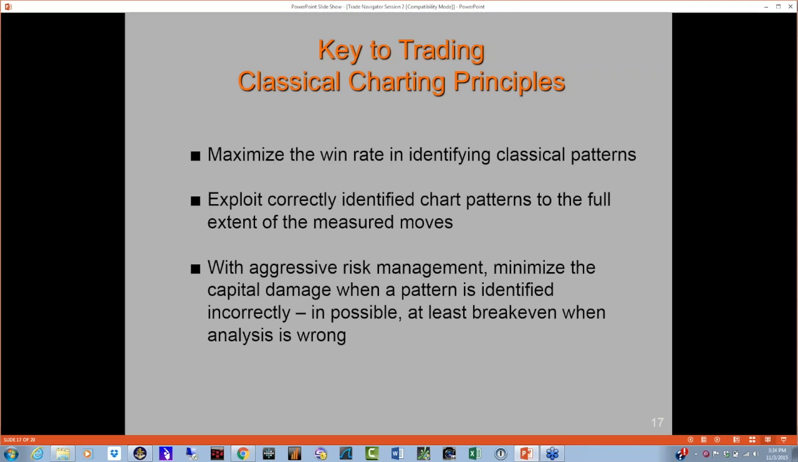With aggressive risk management, we want to minimize the capital damage when a pattern is identified incorrectly, as was the case of gold. In the case of gold, what we showed you is we actually bought that symmetrical triangle, but because of aggressive risk management, we always assume that maybe we're wrong in our interpretations. So we use aggressive risk management. We walked away from the gold market without losing money. And that's the idea of aggressive risk management: even if you misidentify a classical chart pattern, there's a chance that at least you can minimize your loss.